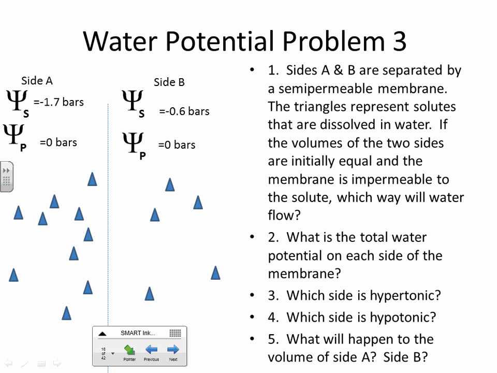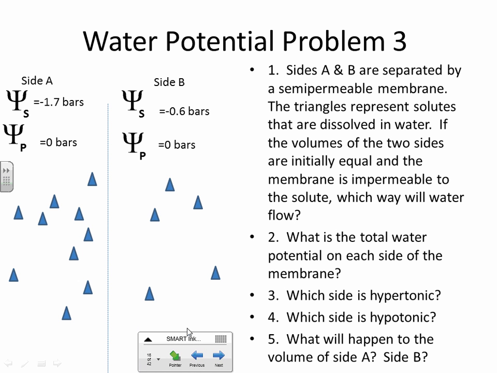All right, let's try to work one more. Another water potential problem. Notice what we've got. Sides A and B are separated by a semi-permeable membrane. The triangles represent solutes that are dissolved in water. If the volumes of the two sides are initially equal and the membrane is impermeable to the solute, which way will the water flow?